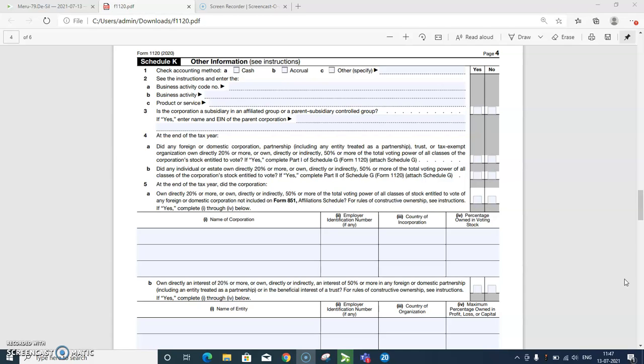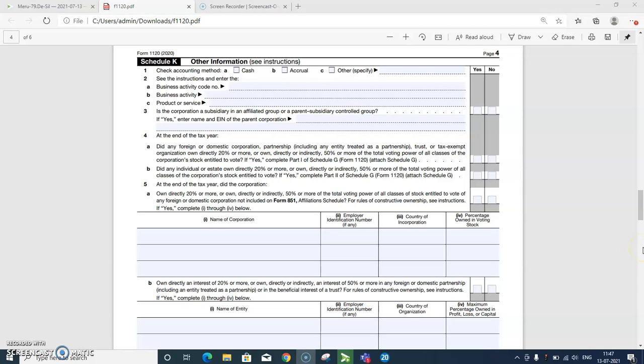Now coming to question number 3. If the corporation is a subsidiary in an affiliated group or a parent-subsidiary controlled group, please check the yes box for question 3. That is, if the corporation is a subsidiary in an affiliated group but is not filing a consolidated return for the tax year with that group, or the corporation is a subsidiary in a parent-subsidiary controlled group. For a definition of a parent-subsidiary controlled group, please go through the IRS website and read the instructions for Schedule O of Form 1120.